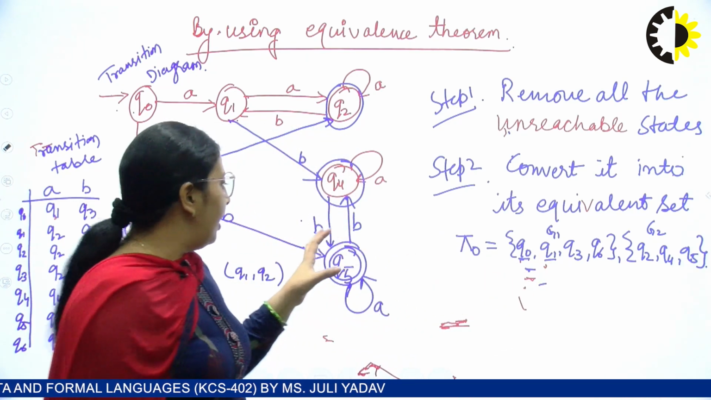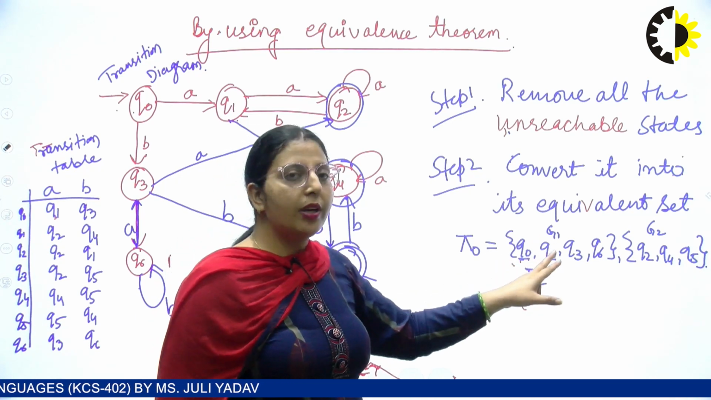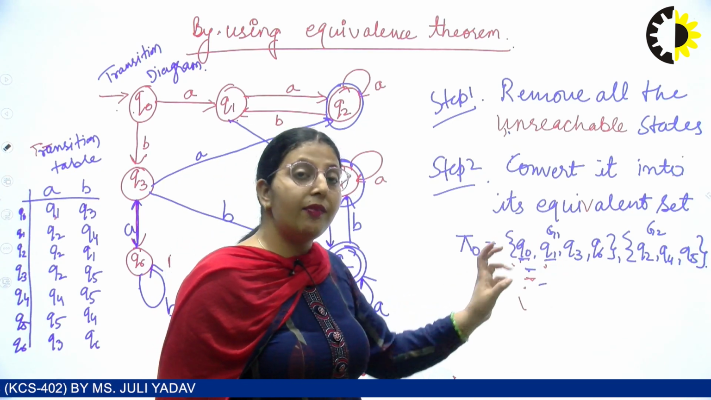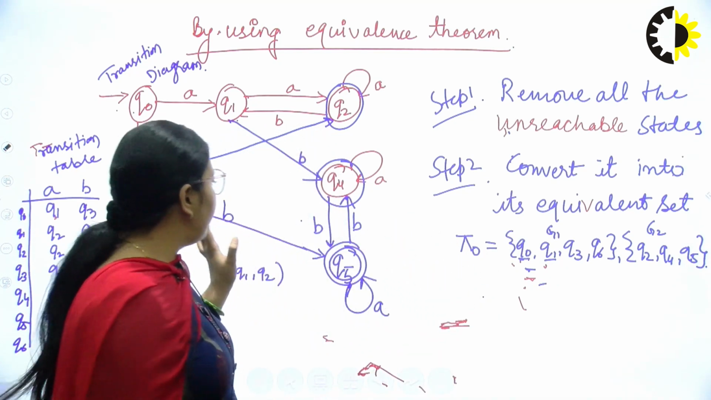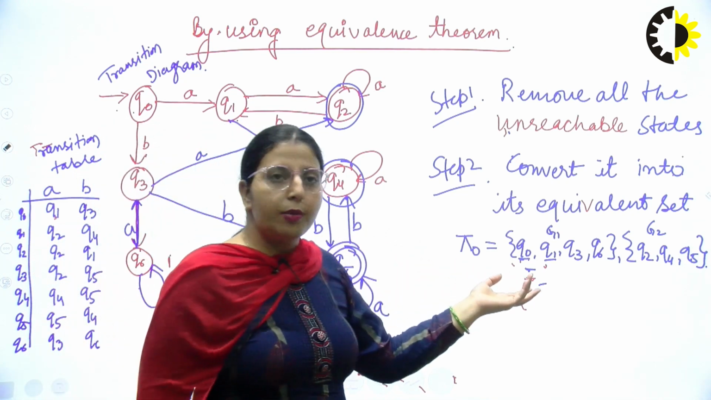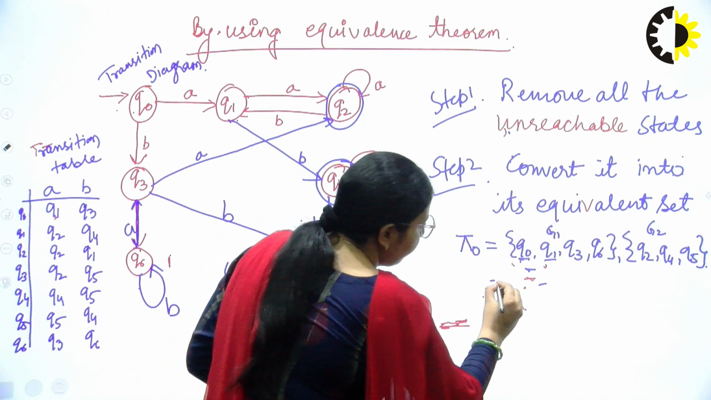If the outputs from Q0 comma A and Q1 comma A come in the same set, then we have to check for another input, that is, for B also we have to check. But in the first case, they both are from different sets, so we cannot combine these two states.